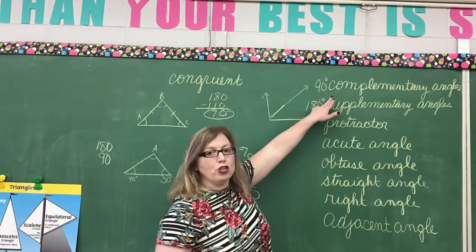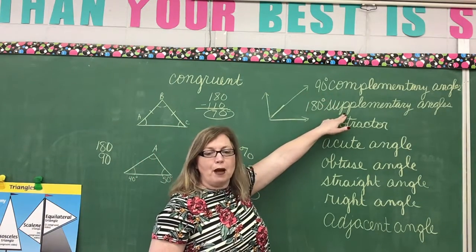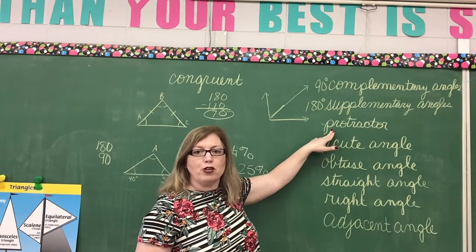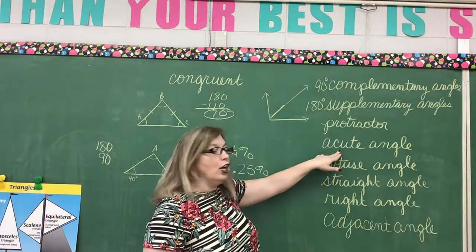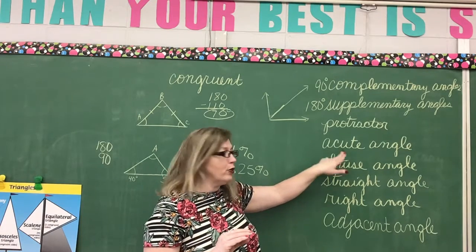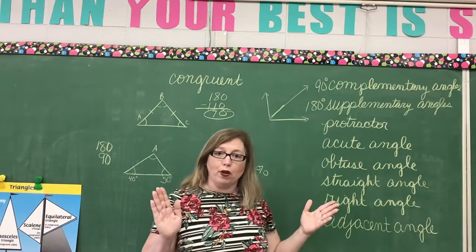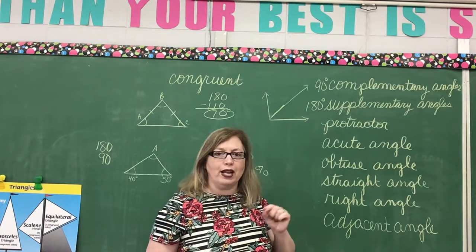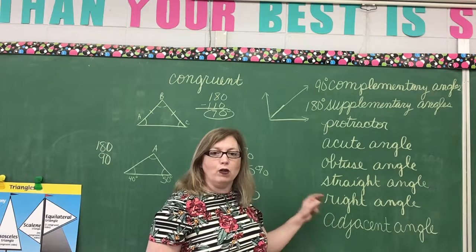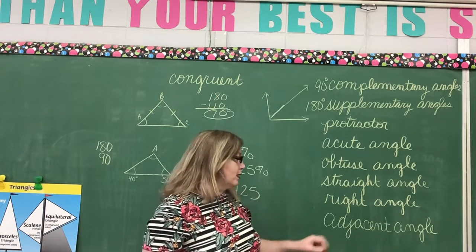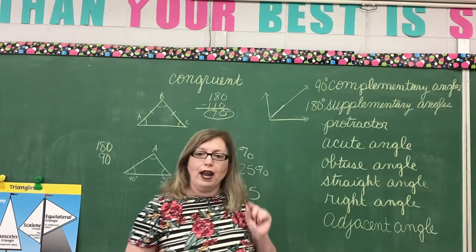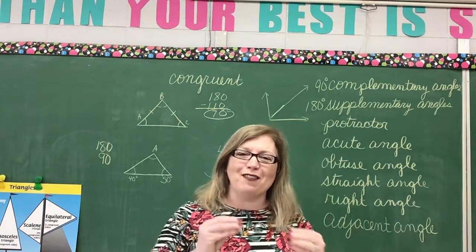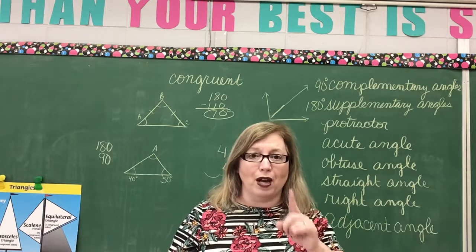Okay, let's go over our terms one more time real quickly. You have complementary, which means 90 degrees. Supplementary means 180 degrees. The protractor is a tool to measure the size of an angle. Acute angles are less than 90 degrees. Obtuse angles are more than 90 degrees. A straight angle is exactly 180 degrees. A right angle is exactly 90 degrees. And adjacent angles are angles that have the same vertex and share one side.